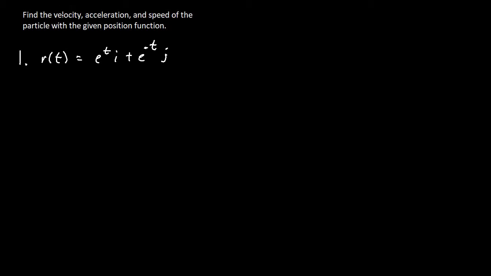The velocity, remember, is the derivative of the position function, so we're going to have to differentiate r of t. First, the derivative of e to the t is still e to the t, so you have e to the t times i. Then plus the derivative of e to the negative t, which is negative e to the negative t times j. So when we evaluate, we get e to the t i, and then minus e to the negative t j as the velocity function.